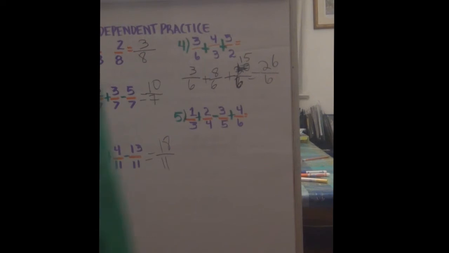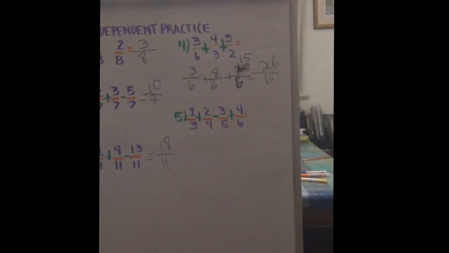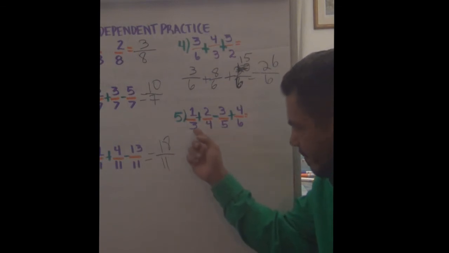Did you figure it out? Okay, let's see. 3 and 4, they have 12 in common. But this one doesn't have 12. 6 also has 12 in common. Oh my God. Okay, maybe 30. 3 times 10 is 30, but 4 times anything is not 30. Okay. You know what? How about 60? Can I multiply something by 3 and get 60?